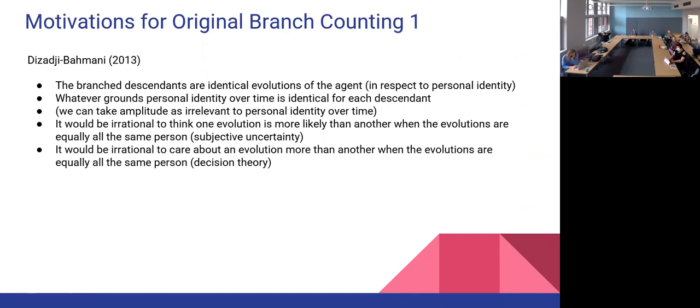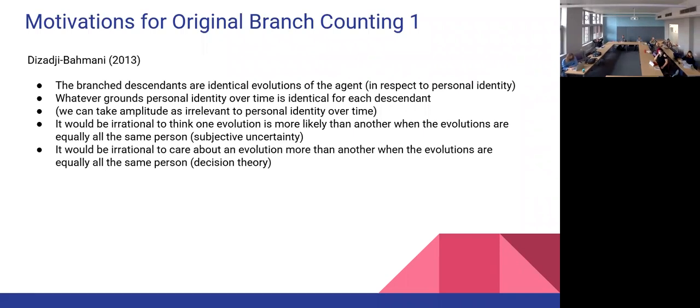He then notes it would be irrational to think that one evolution is more likely than another when the evolutions are all equally the same person, and that would be if we're accepting probability entering Everett through subjective uncertainty. And he notes that it would be irrational to care about one evolution more than another when the evolutions are all the same person, which he thinks would be the consequence of the decision theoretic approach to introducing probability into Everett. So it's a more substantial motivation to the original branch counting thought.